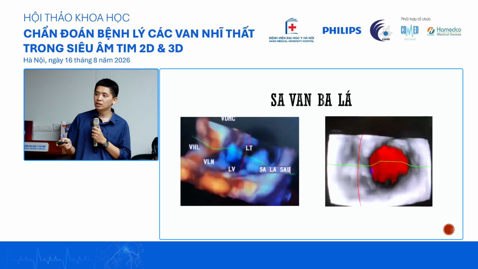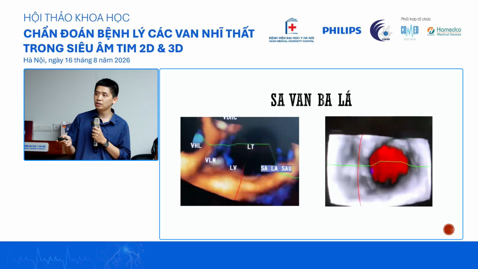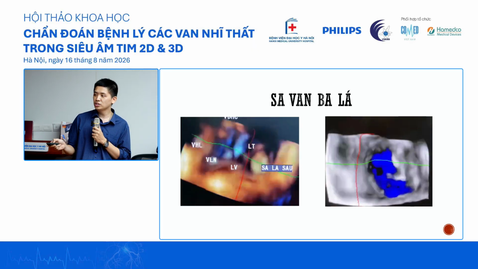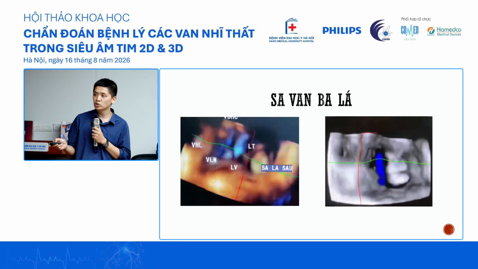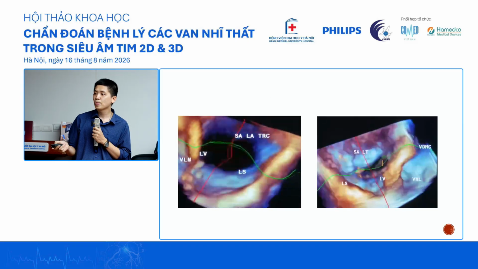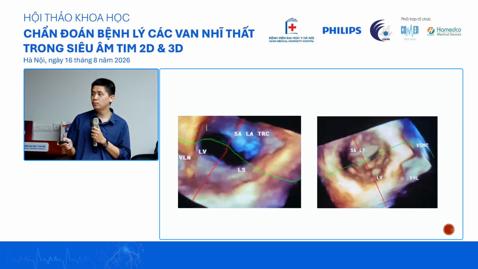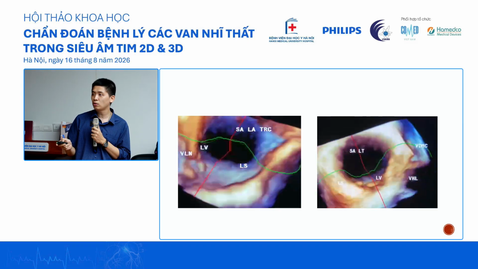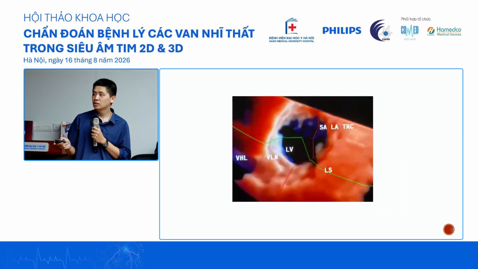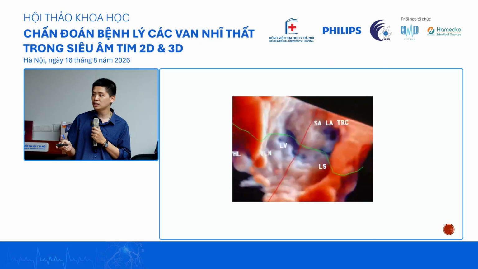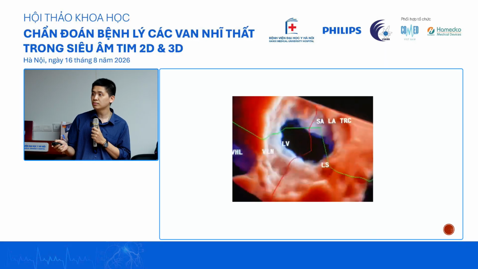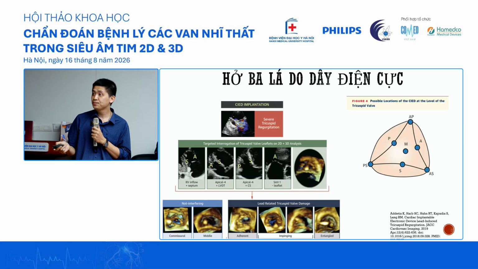You can see here the septum, the anterior leaflet, and the aorta, and you will see a wall impingement coming from the posterior leaflet. And you can see here it's a case of anterior prolapse of the tricuspid valve. This is the prolapse section, this is the aorta, this is the ventricular septum, and the atrial septum.